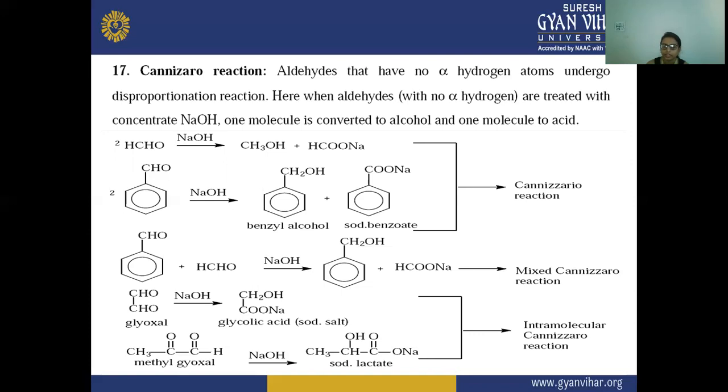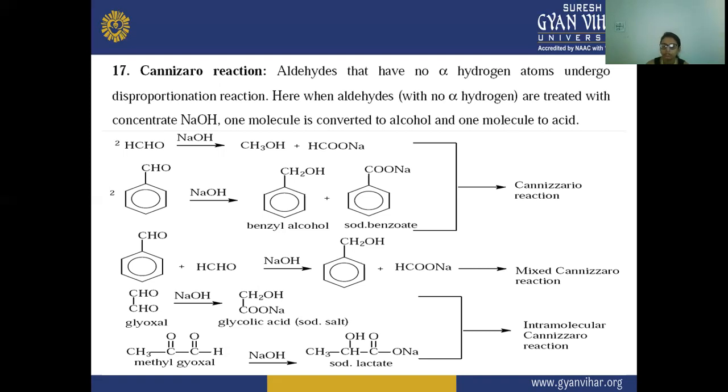Next, in the benzaldehyde reaction also, we take two molecules of benzaldehyde and react them in the presence of concentrated sodium hydroxide. Then benzyl alcohol is formed, and sodium benzoate is formed here. So both of these reactions are known as Cannizzaro reactions. From this we get our alcohol as well as the carboxylic acid.